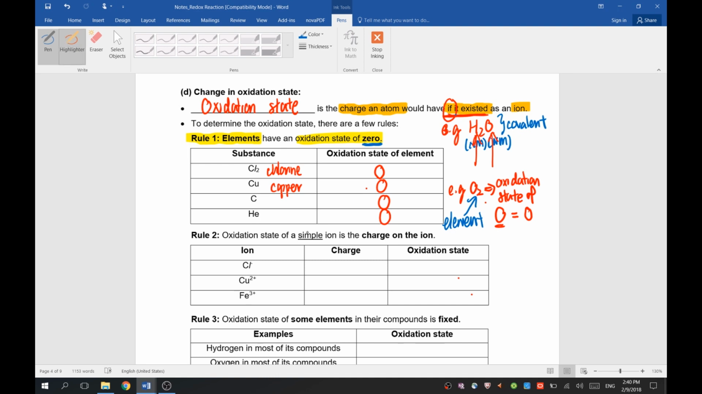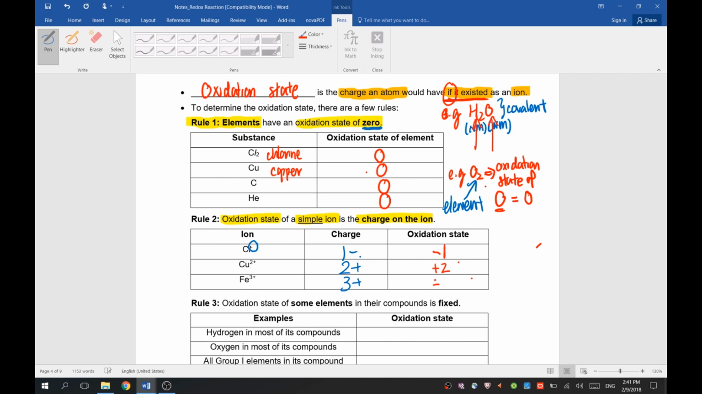Second rule: if you are looking at a simple ion, the oxidation state is the charge on the ion. There's a bit of a change in the way you represent it, but basically you take a look at the charge. For instance, Cl minus: when you write the charge out, you write 1 minus. Cu2+ you write as 2 plus, and Fe3+ you write as 3 plus. The counterpart, their oxidation state, means that if these are ions, in this case the chloride ion, the copper 2+ ion, and the Fe3+ ion, then we write the oxidation state as -1, +2, and +3.